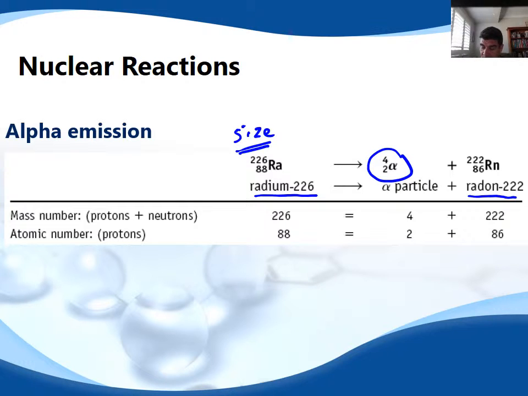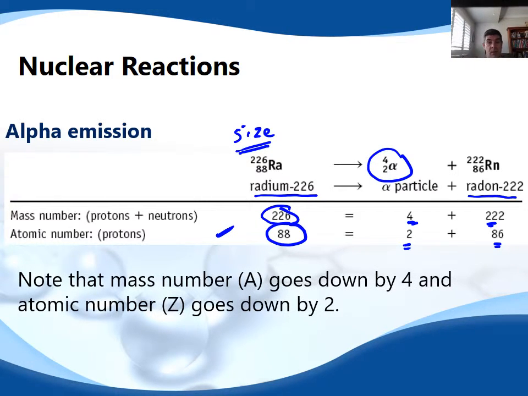So on the left side of the arrow we have a mass of 226 and an atomic number or a charge of 88. So we need to make sure that these are balanced on the other side. So we have 4 and 222 and 2 and 86. So in this case they are balanced. You'll find that often these symbols A for mass number and Z for atomic number are used, and so it makes it a little bit easier to talk about these in general terms. So for alpha decay, the mass number is going to decrease by 4 and the atomic number is going to decrease by 2.